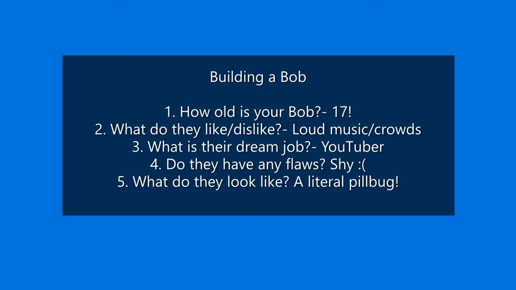Number 1, how old is your Bob? I think for this exercise, I'll make my Bob 17 years old. This way, I can infer that he is young, and it implies that he has some growing to do. Number 2, what do they like and what do they dislike? I like to think that my Bob likes loud music and playing video games, and he probably is not a big fan of crowds, so he probably wouldn't be too good at parties.